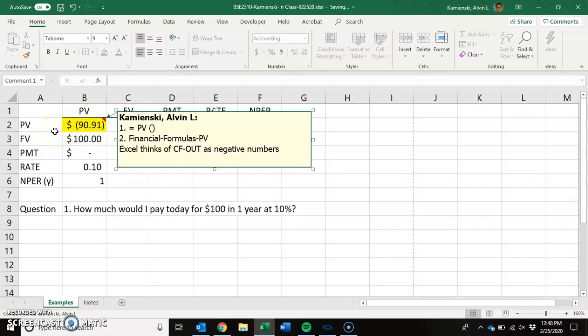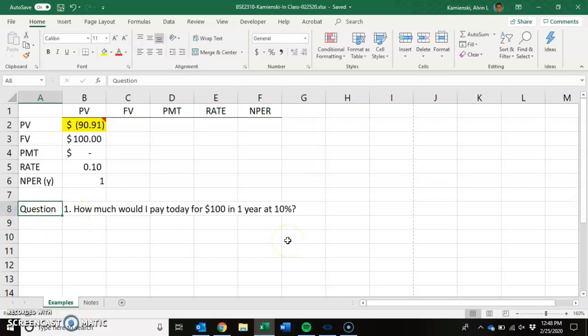You would never answer the question, how much would you be willing to pay? I'll pay you negative $90.91. Wait, what? That means you're giving me $90.91. So Excel thinks if it's a cash flow out, it's negative. Therefore, I would use the sentence, I would be willing to pay up to $90.91 right now for $100 that I would get in 1 year if instead I could earn 10%.